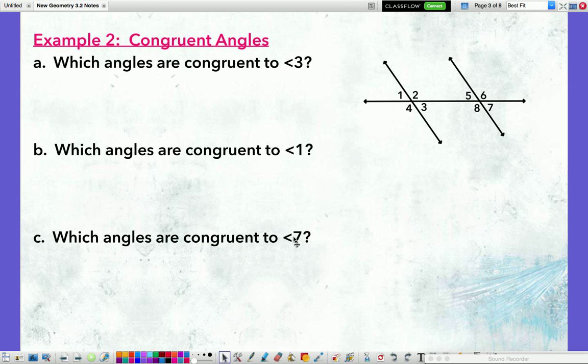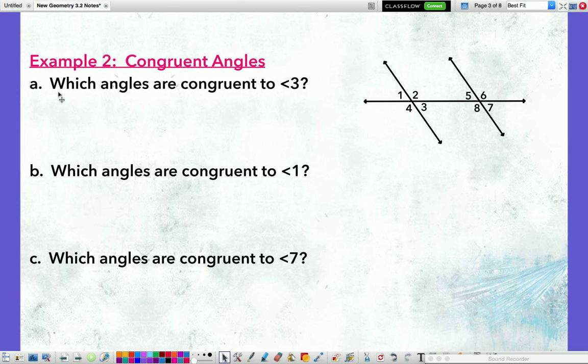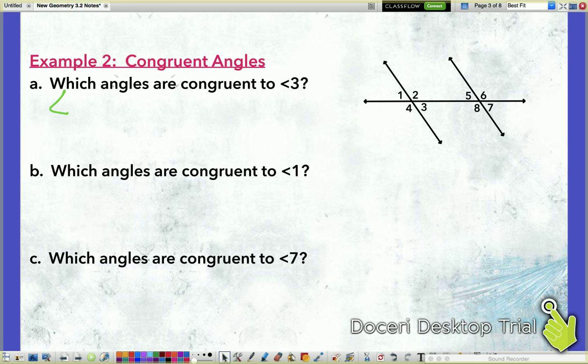Now it's asking us which angles are congruent to 3. So which angles have the same measure as 3? Let's think about alternate interior angles. What makes an alternate interior angle with 3? That would be number 5. What else do we know? What about corresponding angles? What angle corresponds with 3? So 3 is below the line, so that would be angle 7.